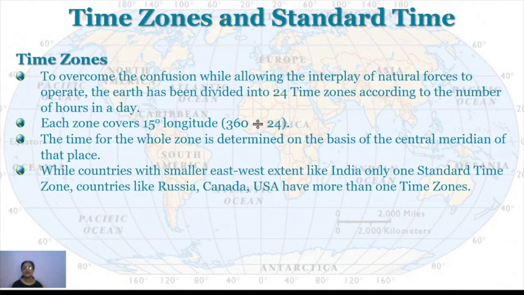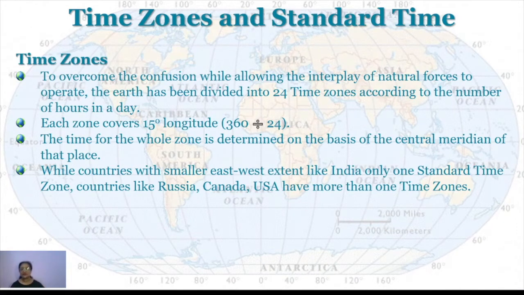We have divided the entire earth into several time zones. At every 15-degree longitude, one time zone ends. That means the entire 360 degrees has been divided into 24 divisions. At every 15 degrees, there is a line which is actually the line for one time zone.